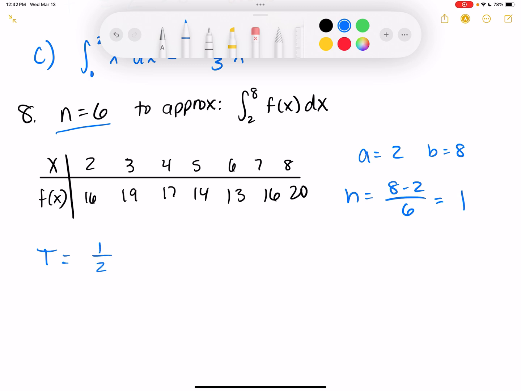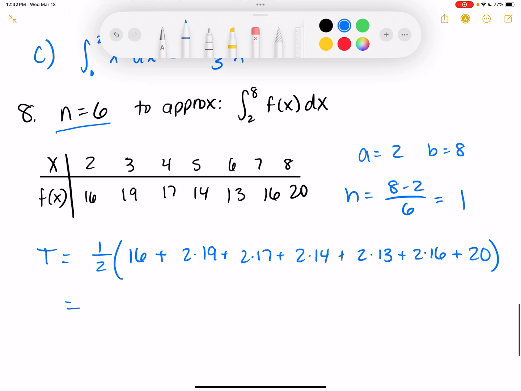times, remember, the first number, even though they've given it to us a different way, is still just 16, and then plus 2 times each of these middle numbers, so 2 times 19 plus 2 times 17 plus 2 times 14 plus 2 times 13 plus 2 times 16, and then the last number, 20. So we've got 1/2 times 16 plus 38 plus 34 plus 28 plus 26 plus 32 plus 20.